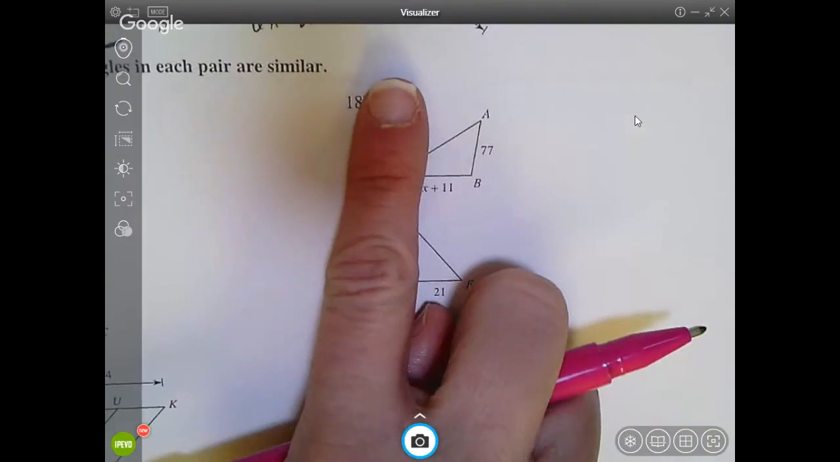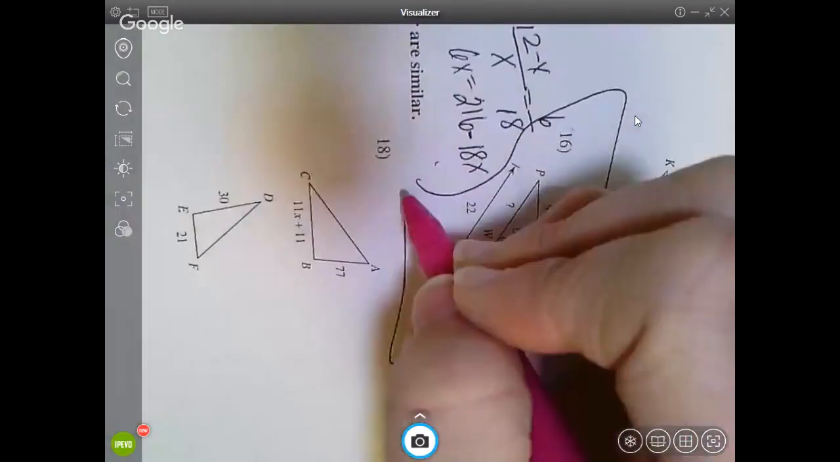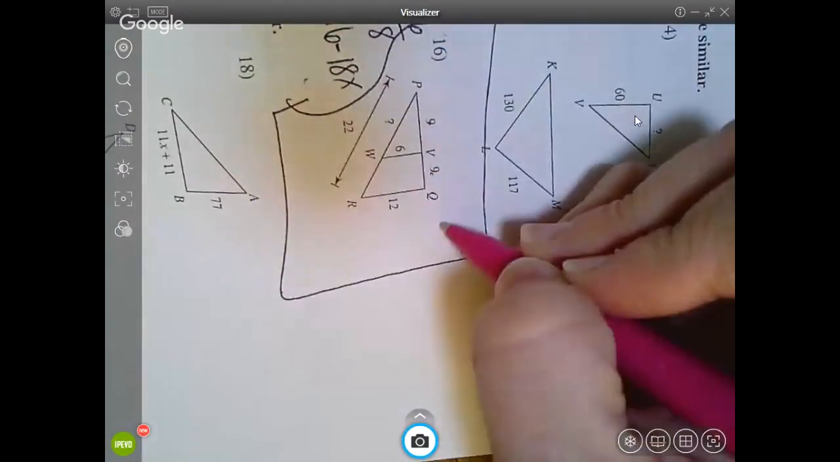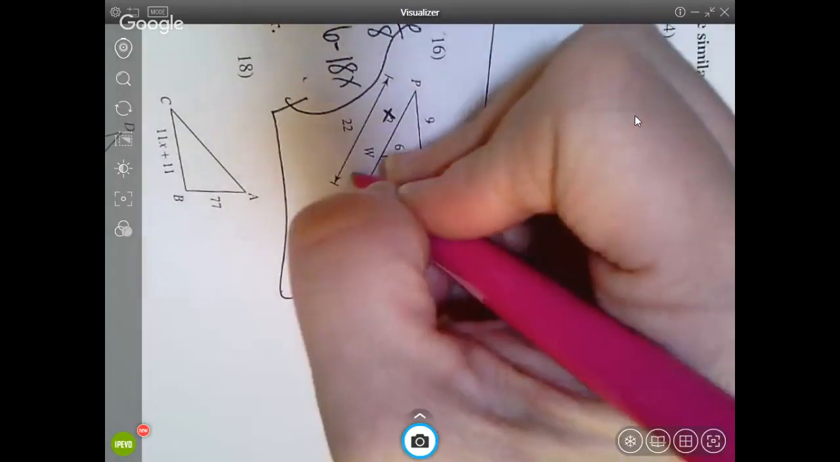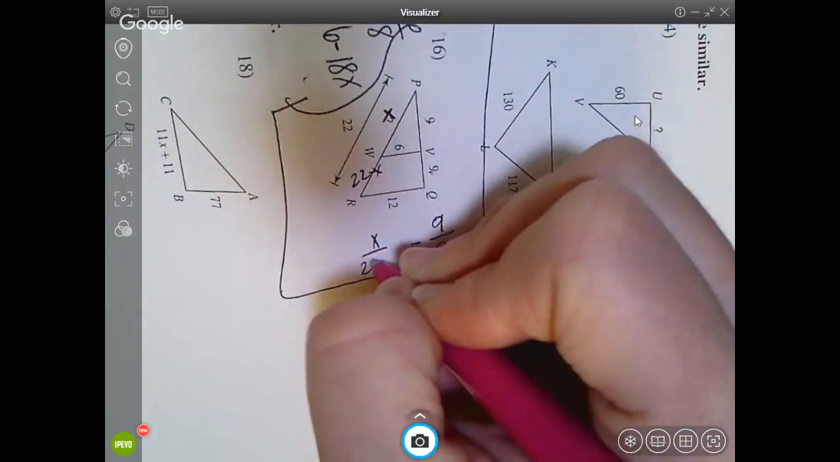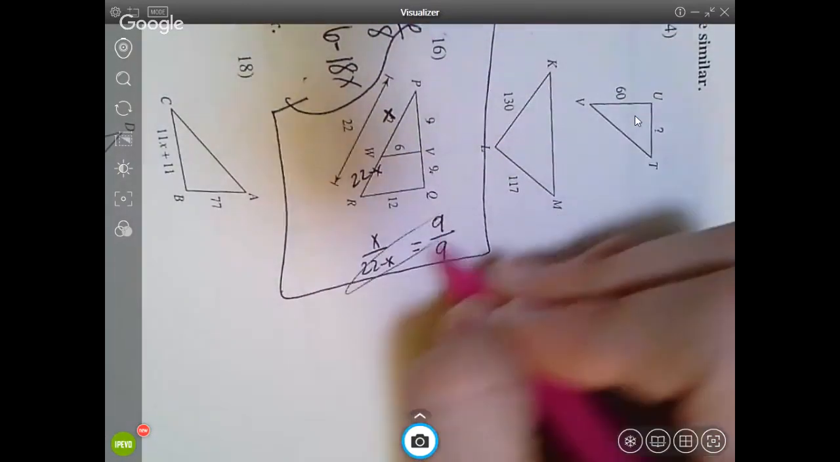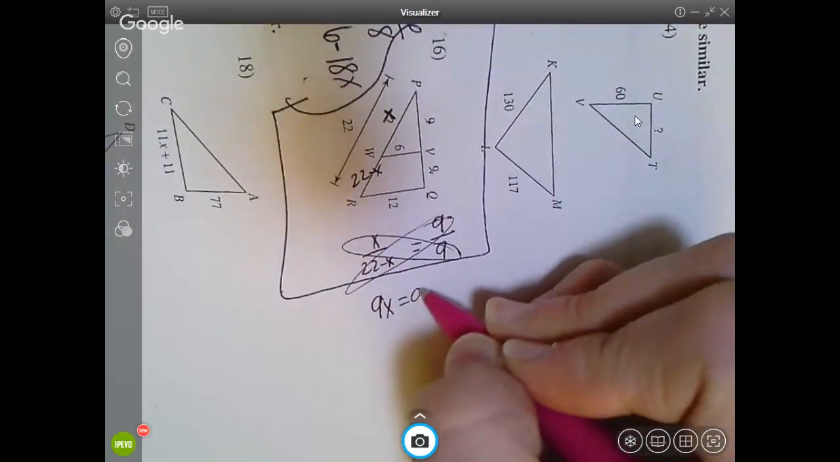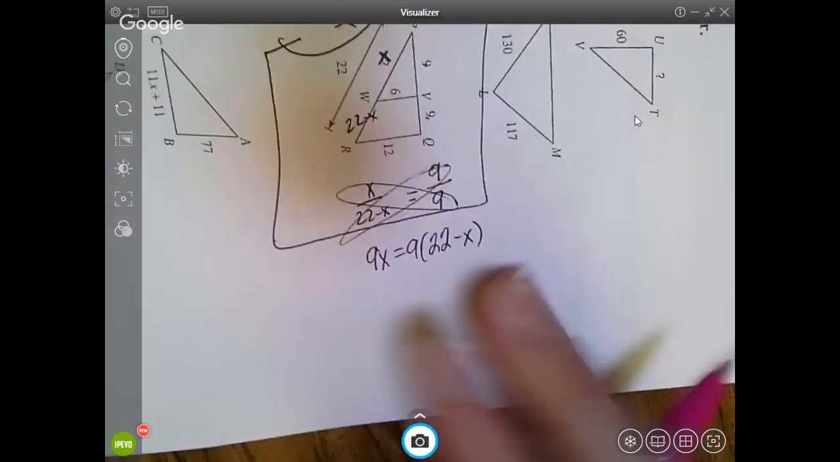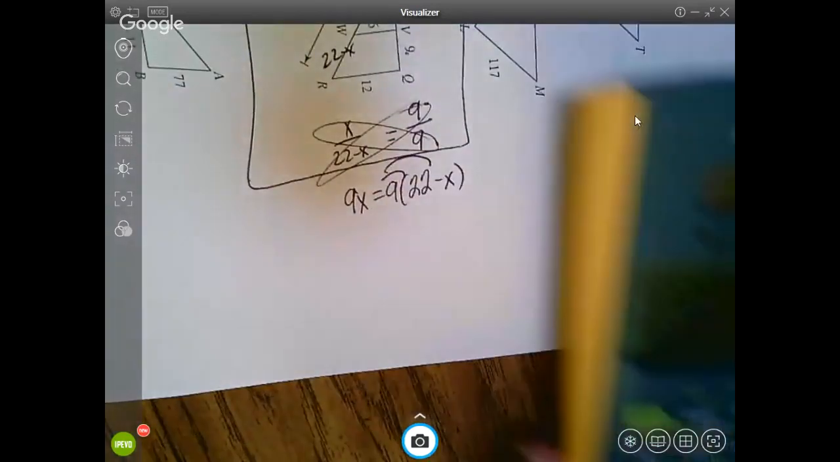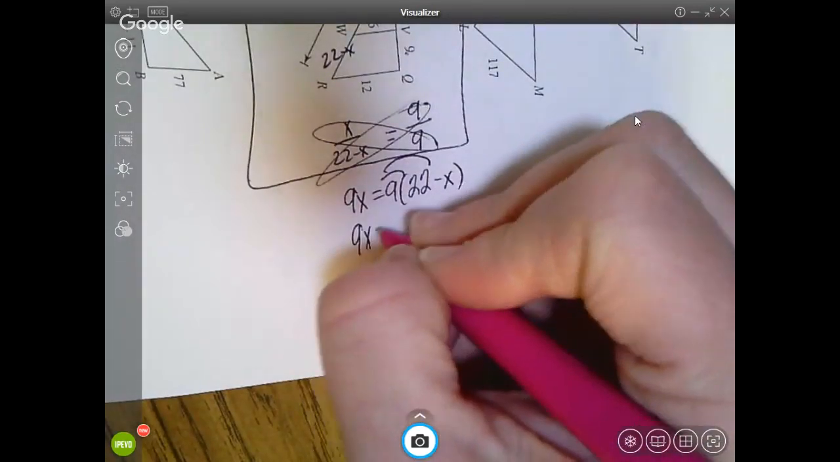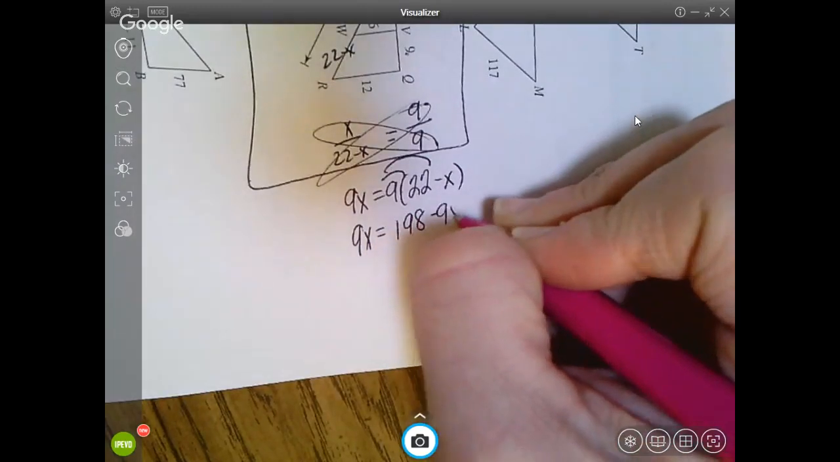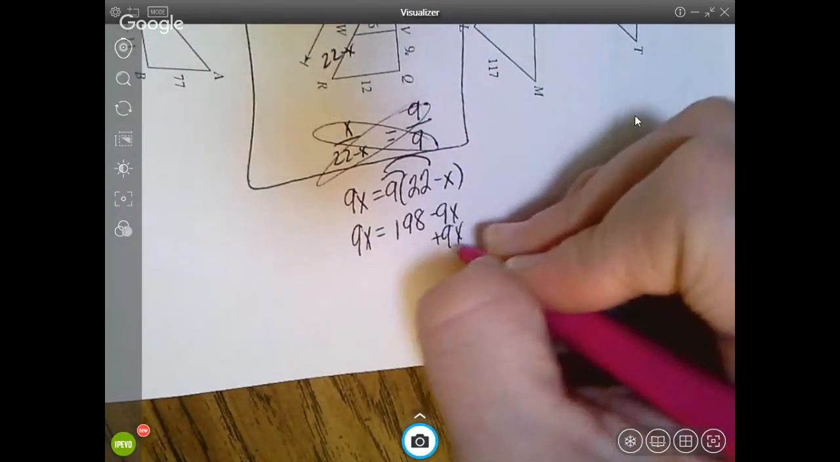Anyone need me to do another one? We're fine. Yes. Okay, let's look at number 16. Here I've got this piece over this piece, 9 over 9 equals, this will be x, and this will be 22 minus x. We still cross multiply. 9x equals 9 times the quantity 22 minus x. Distribute. 22 times 9 is 198. Add 9x to both sides.